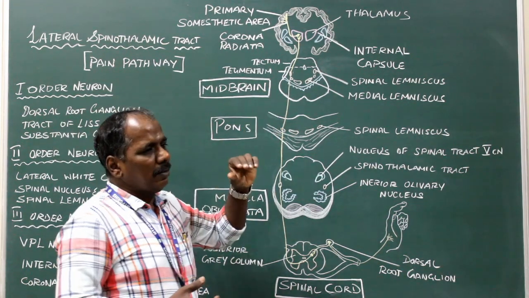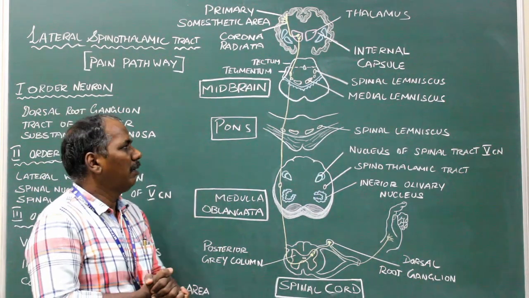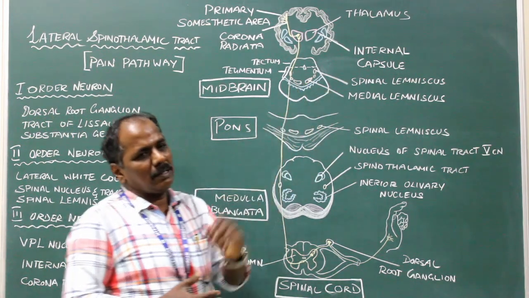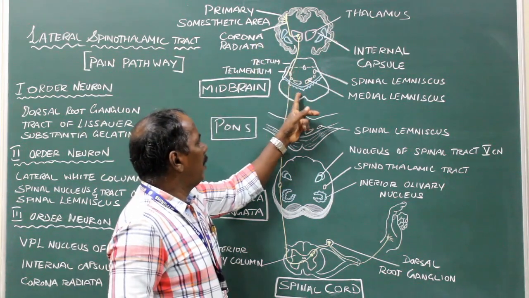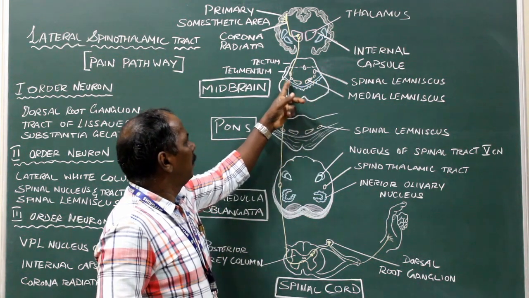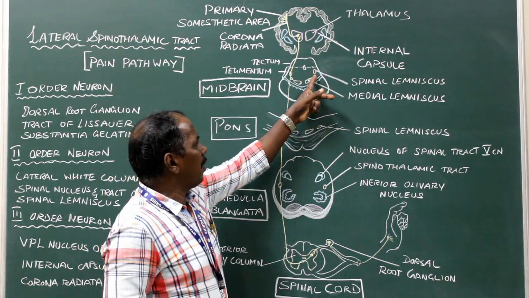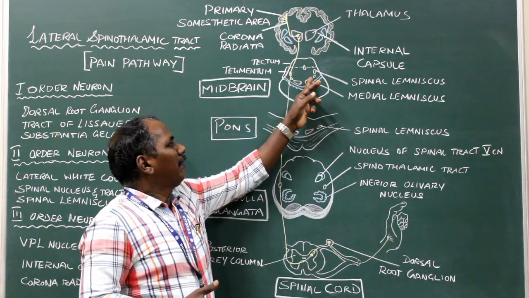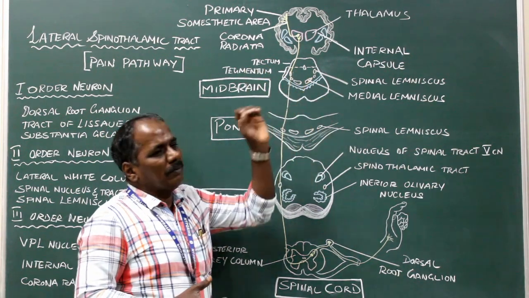In the midbrain, it lies in the tegmentum of the midbrain, lateral to the medial lemniscus. This is the tectum and this area is the tegmentum. This is the crus cerebri and this is the substantia nigra. This is the medial lemniscus, this is the spinal lemniscus, this is the trigeminal lemniscus. So in the midbrain, it lies in the tegmentum lateral to the medial lemniscus.